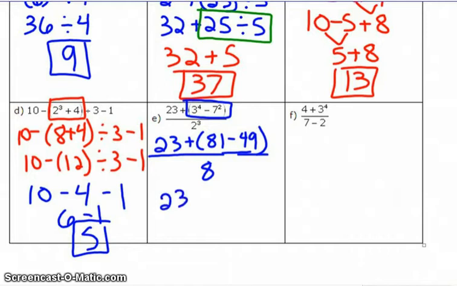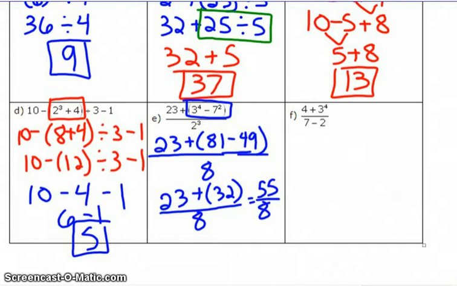81 minus 49 is 32. Now, I still have more work to do. 23 plus 32 is 55. Now that I have everything down to one term on the top, one term on the bottom, I can divide them. Now 55 divided by 8 doesn't go in evenly.